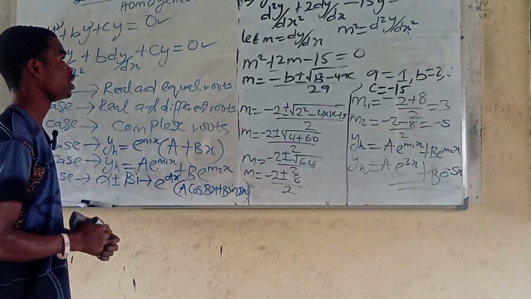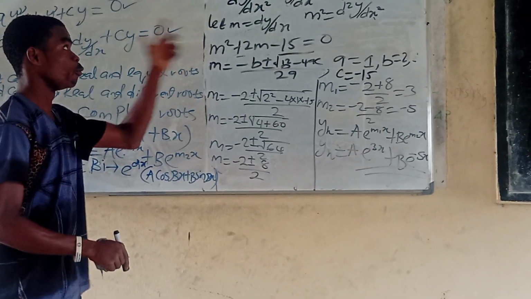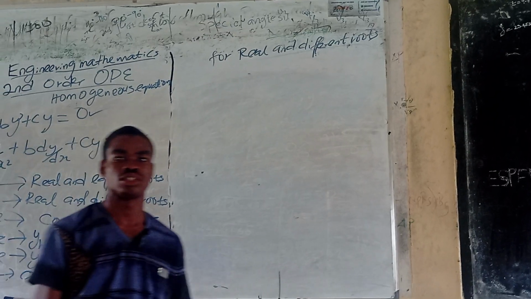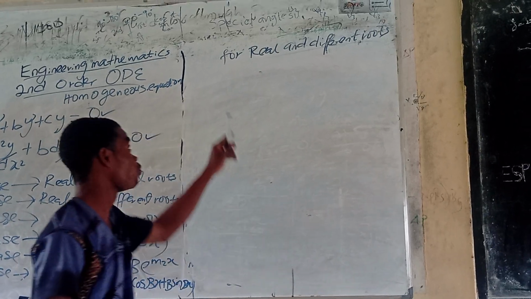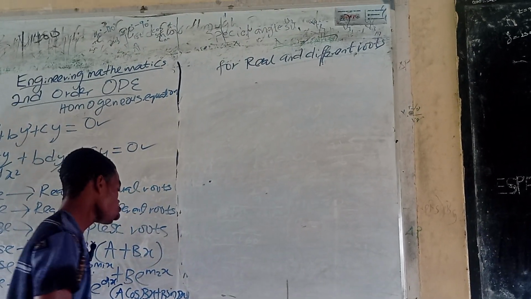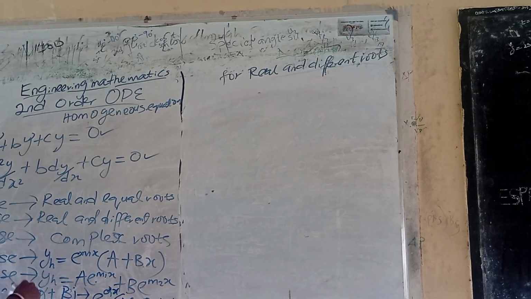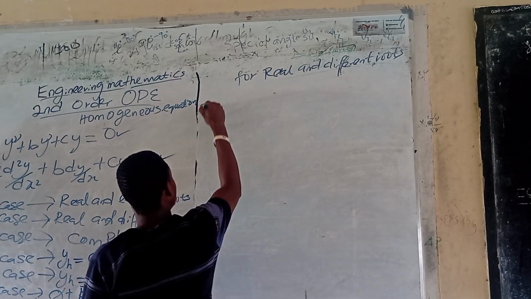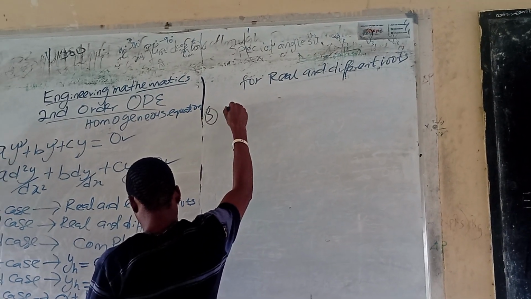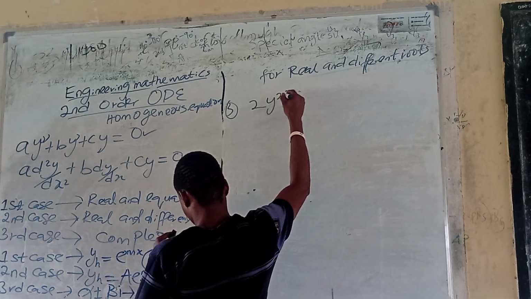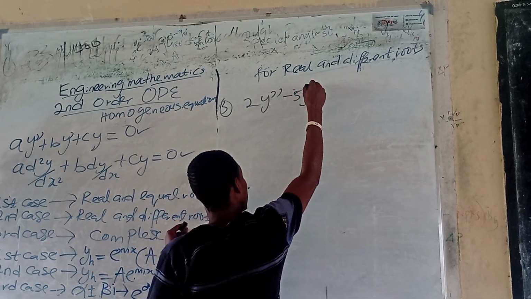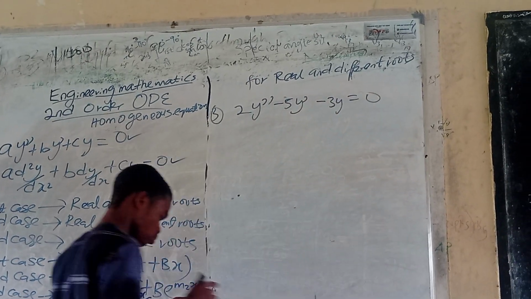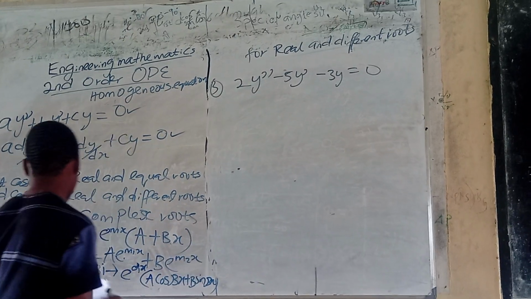So let's go ahead and solve the next question. That's the last question for real and different roots. For the third question, I have 2y prime prime minus 5y prime minus 3y equals 0. So let's proceed to solve this question.